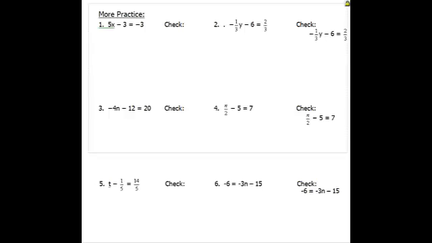Let's do a few more practice problems, especially those that contain some fractions. So number 2 here, the first thing I'm going to do is I'm going to add 6 to both sides. You have to add 6 to 2/3. I get negative 1/3 y equals 6 2/3.